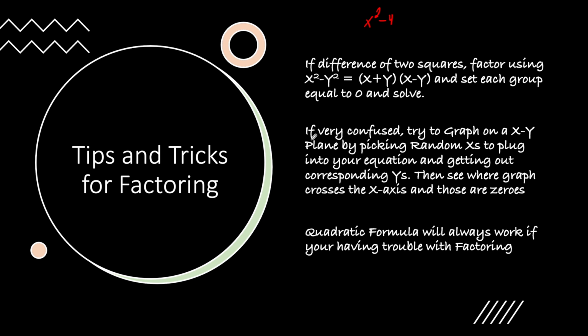The next tip is if you're very confused, try to graph on an xy plane by picking random x's to plug into your equation and getting out corresponding y's. Then see where the graph crosses the x-axis, and those are your zeros. So if you ever get an equation where it's either just too complicated or you're factoring and it's not working, try picking out some x's, plugging it in for y, draw a little graph, and see where it crosses the x-axis. My last tip is use the quadratic formula if you're having any trouble.